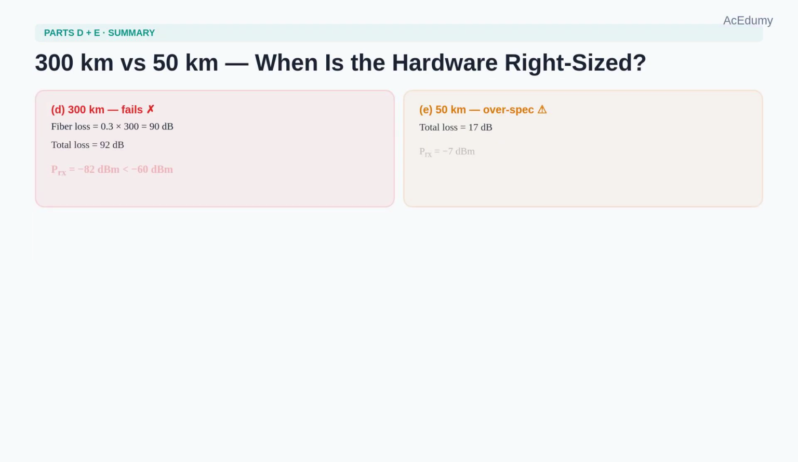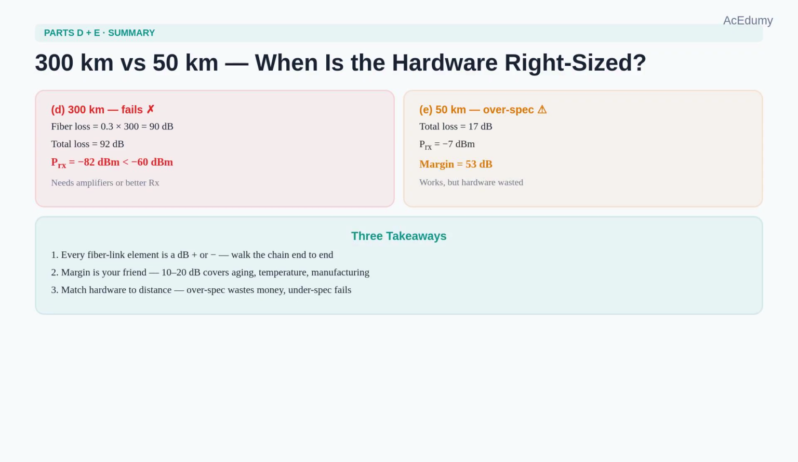Parts D and E. Quick judgments, then 3 takeaways. Part D. 300 kilometers? 0.3 times 300 is 90 decibels of fiber loss alone, plus 2 decibels of connectors is 92. 10 dBm minus 92 is -82 dBm, far below the -60 threshold. The link does not operate. You would need amplifiers along the way or a more sensitive receiver.